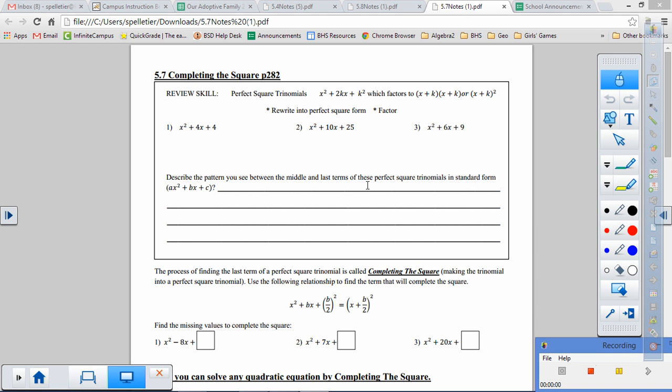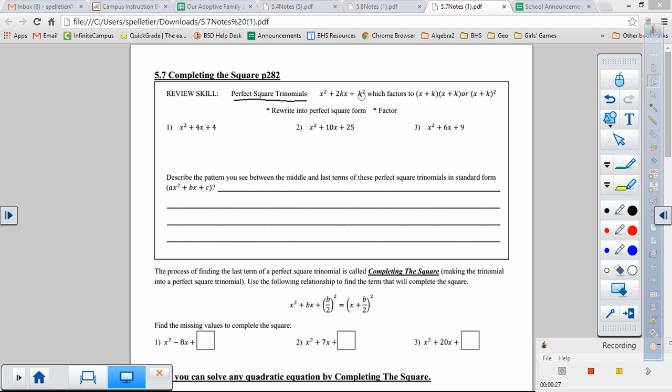Okay, lesson 5.7, completing the square. So this is a process, a strategy used to solve quadratics. But before we begin, we need to review a skill, which is that of being able to break down a perfect square trinomial. So as you can see, we have at the top of the page perfect square trinomials.